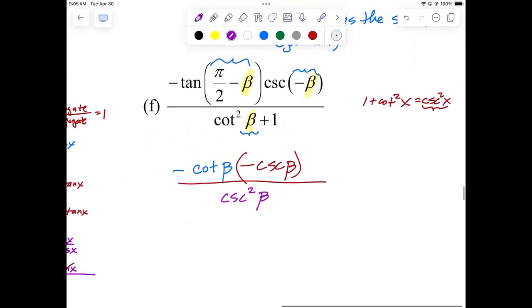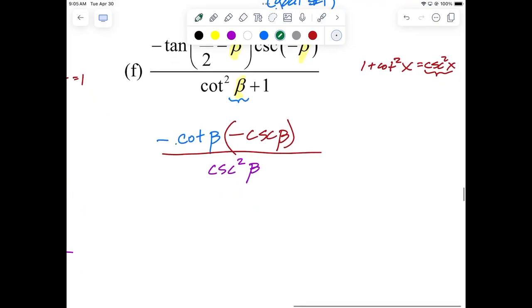So that's what I did on my first line. I did a little bit of something in each of the three factors. Okay, now, on the next line, what's the negative times the negative? A positive. So I just have cotangent of beta times cosecant of beta. And in the bottom, I'm going to write cosecant squared as cosecant of beta times cosecant of beta.